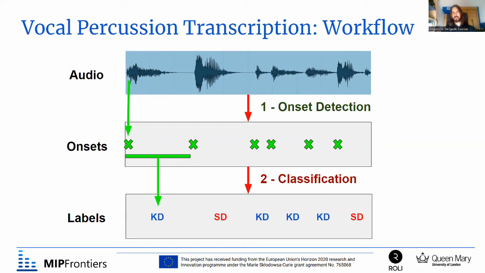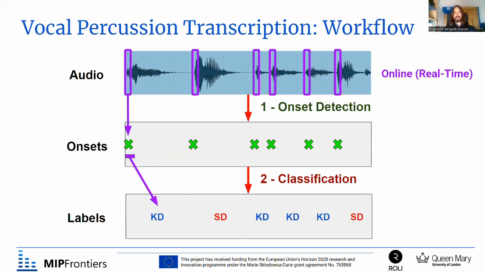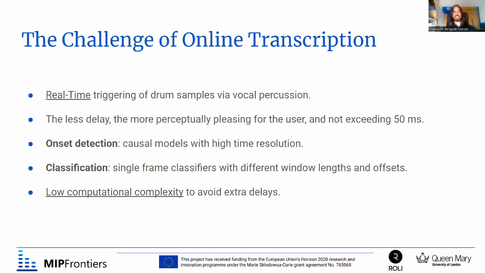So this is called classification. We say, well, in between this and this onset, there is a kick drum, or a snare drum, or a hi-hat, close hi-hat, open hi-hat, whatever the taxonomy is. Online, so in real time, this process is constrained to the very beginning of the sounds. So we have to do it at the same time as the user vocalizes the sound. We have to get the transcription. We have to already know if this is a kick drum, this is a snare drum, etc. So it has to be done very quickly. So this is the challenge of online transcription.